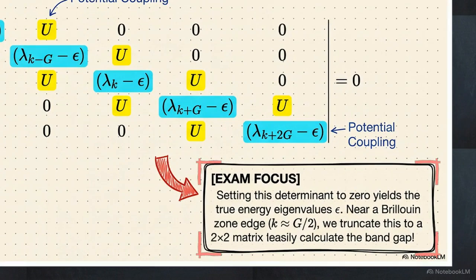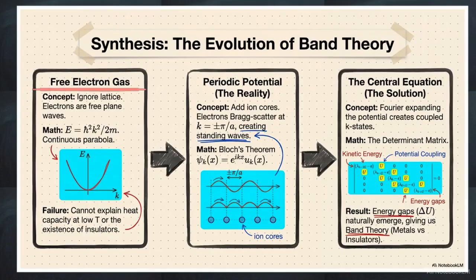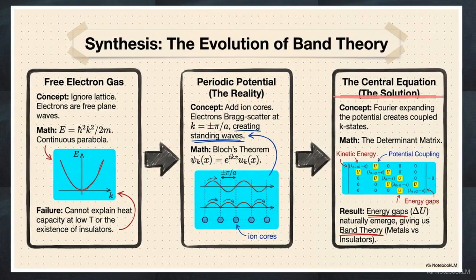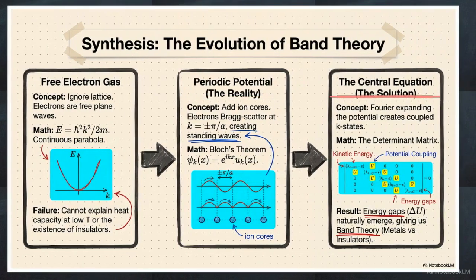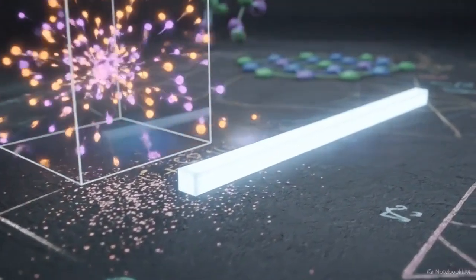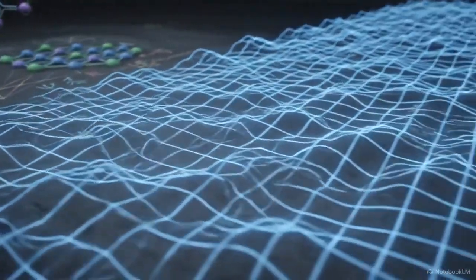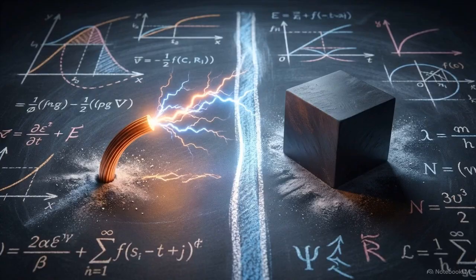This chart recaps the math's evolution. The free electron gas failed to explain heat capacity. Incorporating the periodic potential fixed this, proving standing waves exist. Finally, we solved these interactions using the central equation and its determinant matrix. This continuous refinement of the math is exactly how solid-state physics bridges the gap from chaotic classical particles to quantum waves. The resulting energy gaps give us the definitive structural reason why one material conducts electricity, while another acts as a perfect insulator.